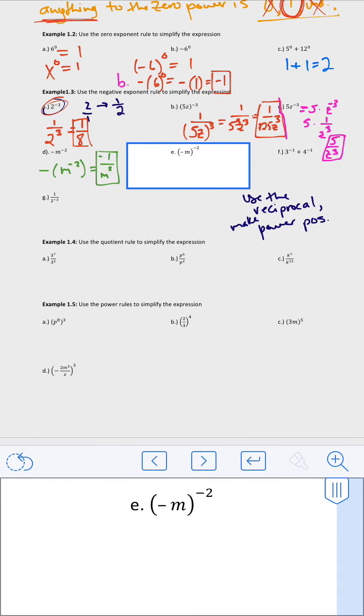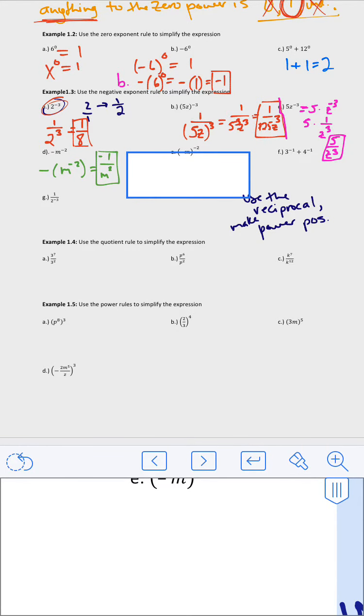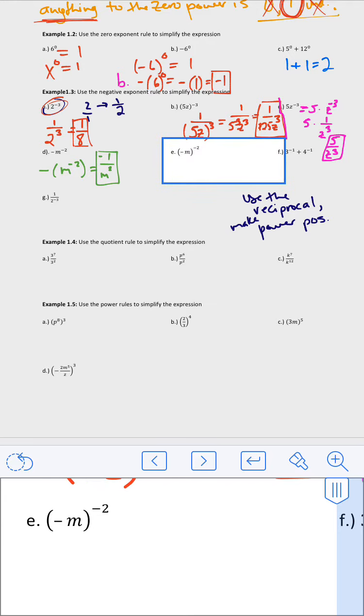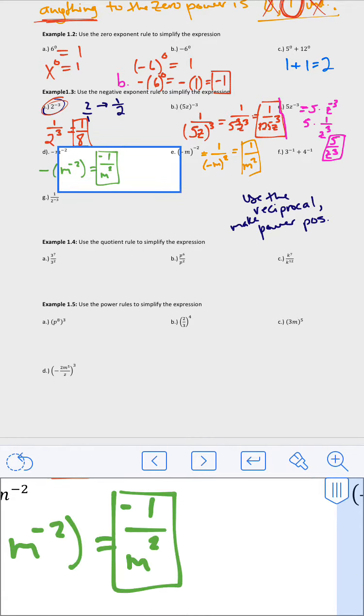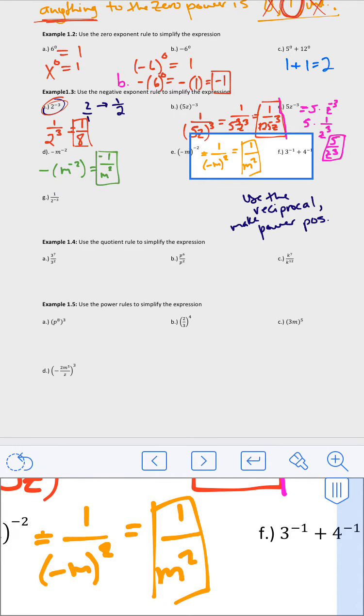In the other case, we have negative m to the negative second, so the whole thing goes to the bottom, 1 over negative m to the second. And since anything squared is going to be positive, even negative numbers, this is going to be a positive m to the second. So we get a negative version versus a positive version, just depending on the parentheses.